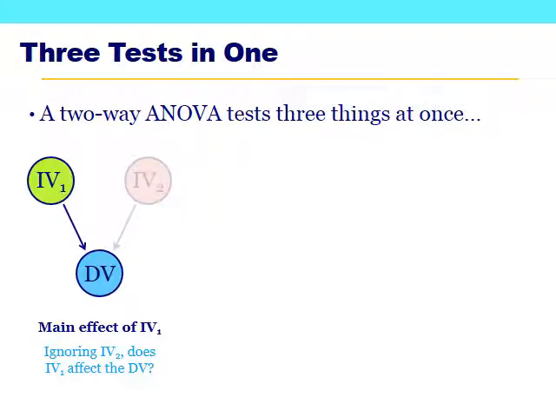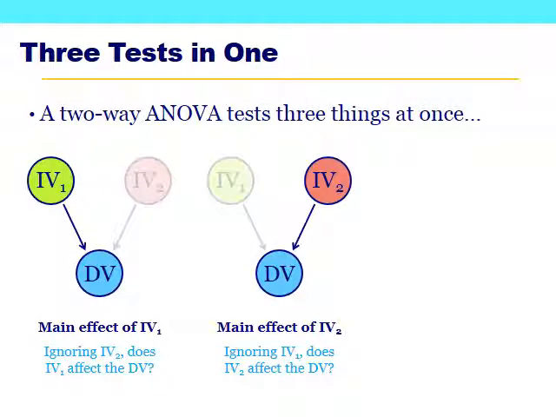First, is there a main effect of independent variable 1? Or in other words, if we ignore IV2, is there a relationship between IV1 and whatever DV we're interested in? We then do the same thing for IV2. Is there a main effect of our second independent variable? Similarly, we ignore independent variable 1 and test to see if there's an overall relationship between IV2 and our DV.